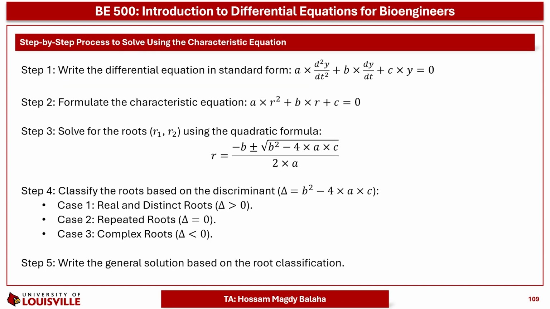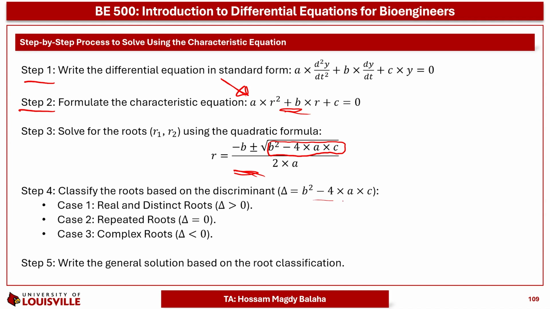So to solve a homogeneous differential equation with constant coefficients, first write the differential equation in the standard form. Second, formulate the characteristic equation in this form as we derived it a while ago. Using this characteristic equation, find the roots using the quadratic formula, negative b plus or minus the square root of b squared minus 4ac, all divided by 2a, so that you can find r1 and r2. If you remember in math, the quadratic formula has 3 cases, and we can determine that using the discriminant, which is under the square root, b squared minus 4ac.